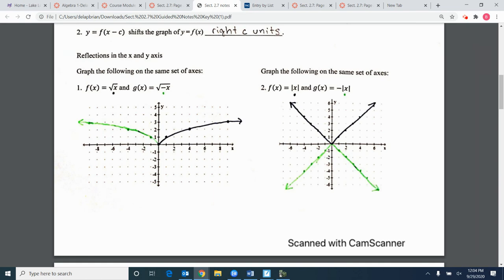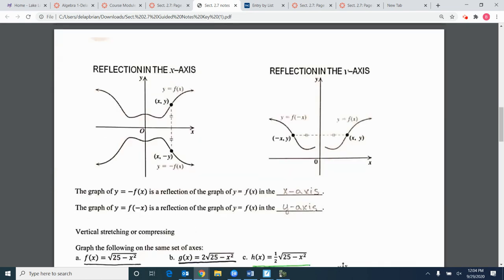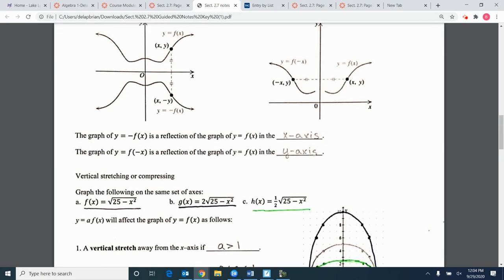And so on the next page, the way it's worded, if y equals the opposite of f of x, then that is where it's reflected in the x-axis, top to bottom. And if it's f of -x, when we're changing the x coordinate, that's going to reflect in the y-axis.